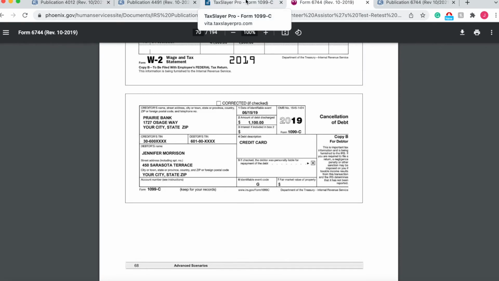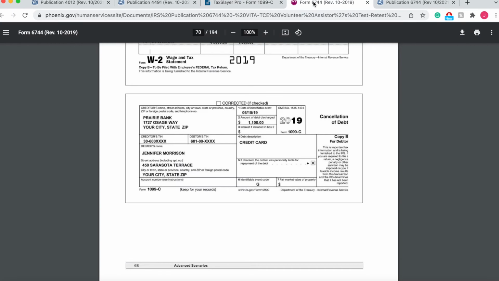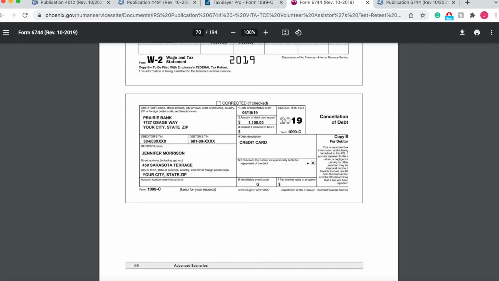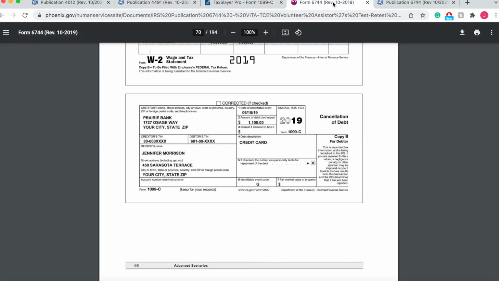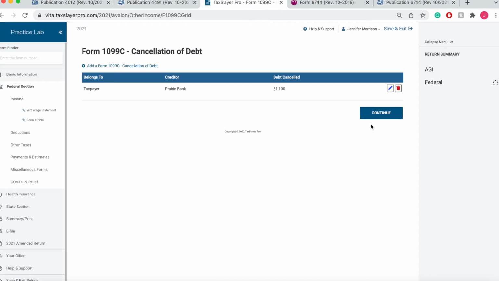Creditor's name here, it is Prairie Bank. Creditor's federal identification number is 306001234. And the amount of debt that was canceled here is $1,100. And so, pretty simple there. That's all you got to do for that one. So now I just click continue, and boom, our canceled debt has been entered into TaxSlayer.